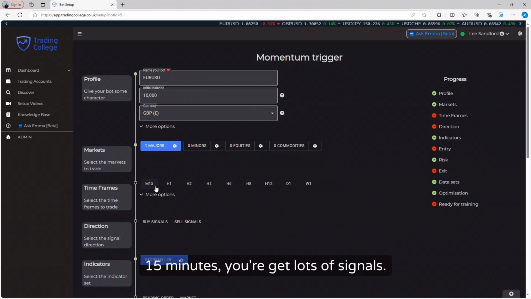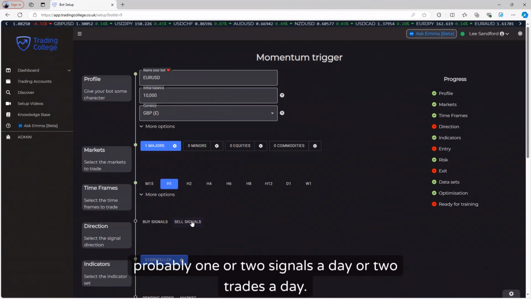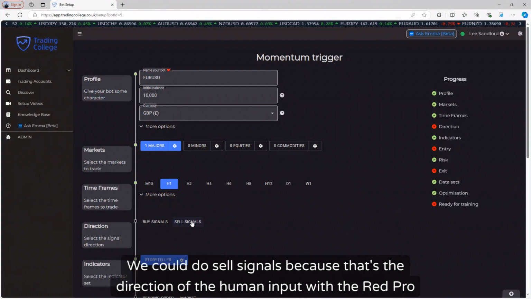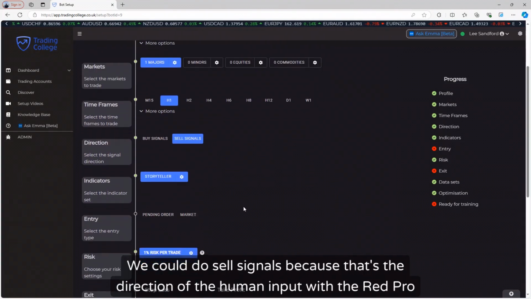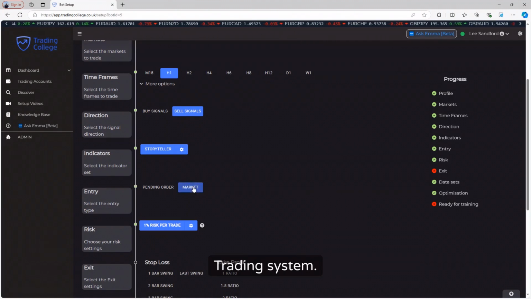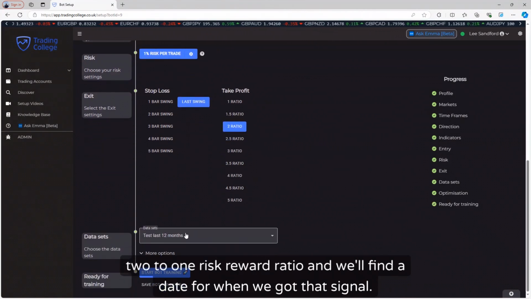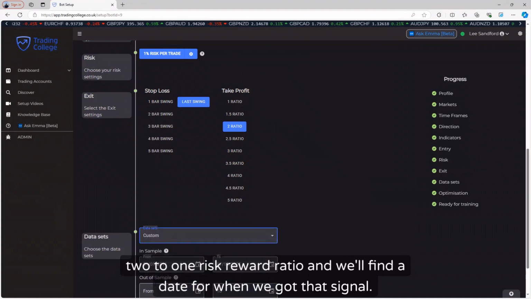15 minutes you're going to get lots of signals, well, not necessarily, but let's go for 1 hour, because I'm assuming we're going to get probably 1 or 2 signals a day, or 2 trades a day. We're going to do sell signals because that's the direction of the human input with the red pro trend system. We're going to do market order, and we're going to do stop at the last swing, and we'll do 2-to-1 risk reward ratio, and we'll find a date for when we got that signal.